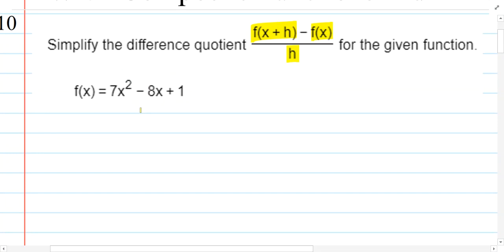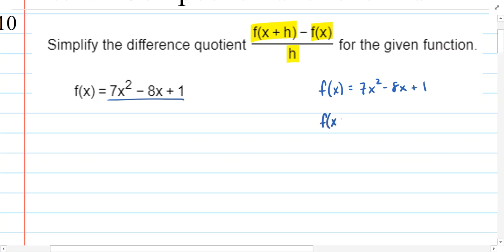So a lot of times, especially when I introduce the difference quotient to students for the first time, I like to, just off to the side, kind of illustrate what each of these components are. Well, f of x, that's what was defined over here. f of x is going to be equal to 7x squared minus 8x plus 1. h, of course, is just the letter h.